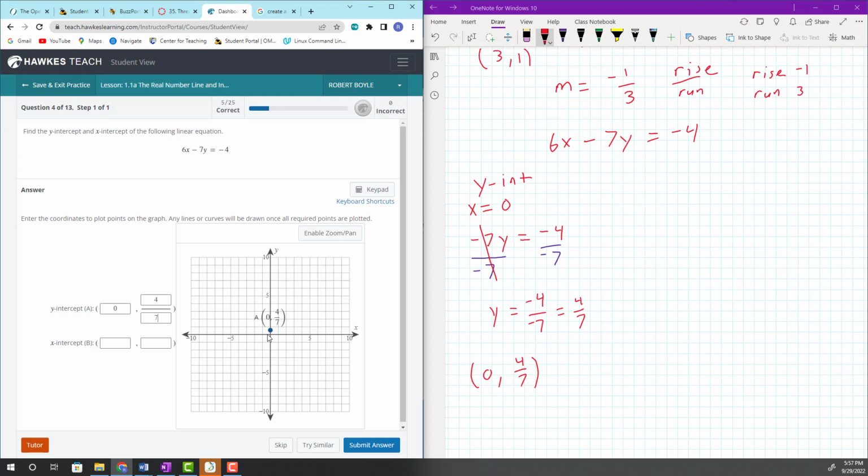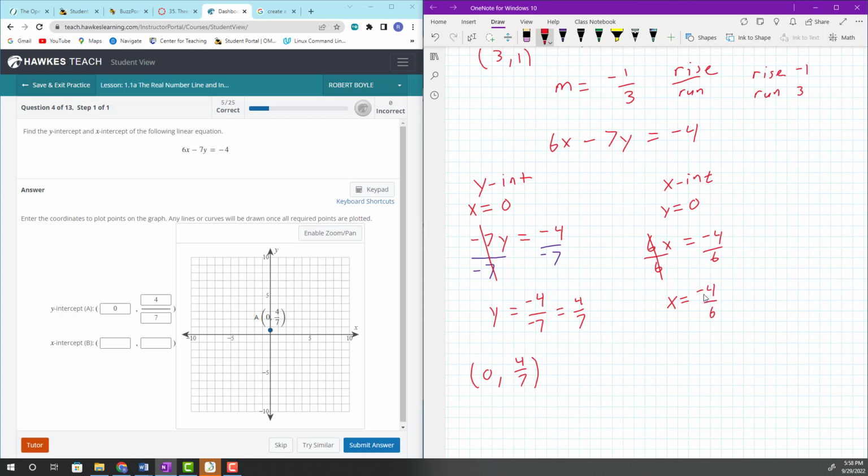All right. Then finally, we want to figure out the x-intercept. The x-intercept is that point where the line crosses the x-axis, and that occurs when y is equal to 0. So we're going to set y equal to 0, and we're going to figure out what x is. In that case, we are going to have 6 times x minus 7 times 0 is equal to negative 4. Divide both sides by 6, because remember, we want to isolate x.